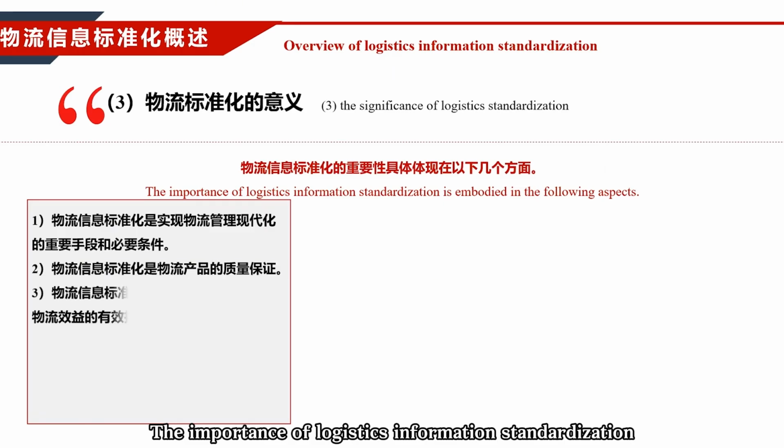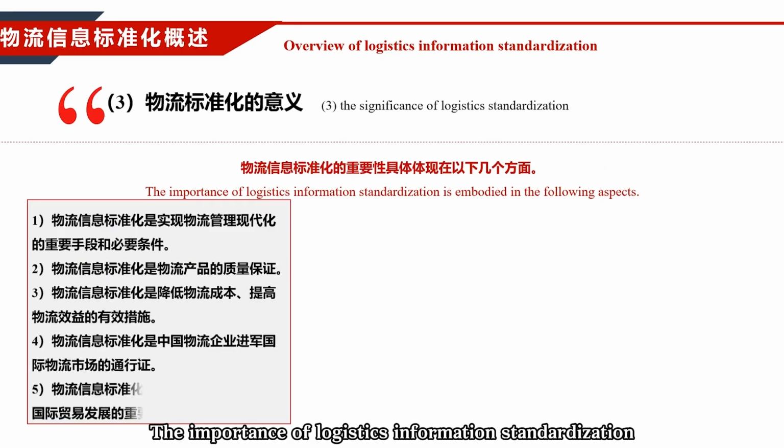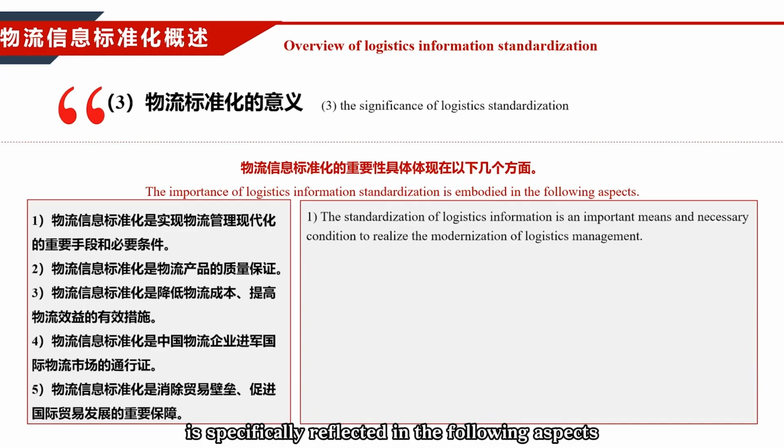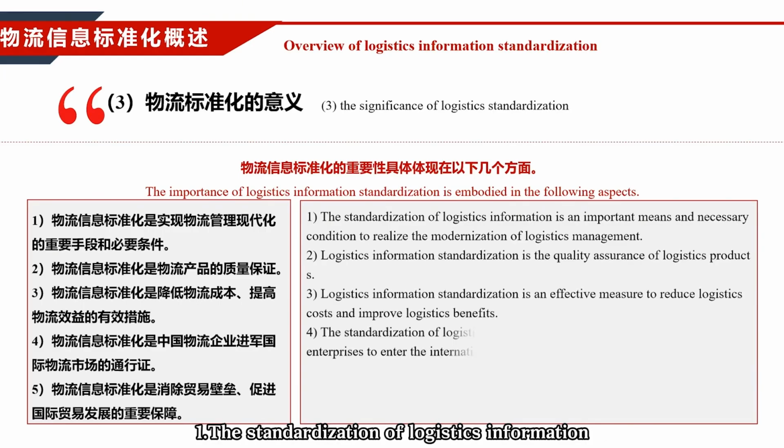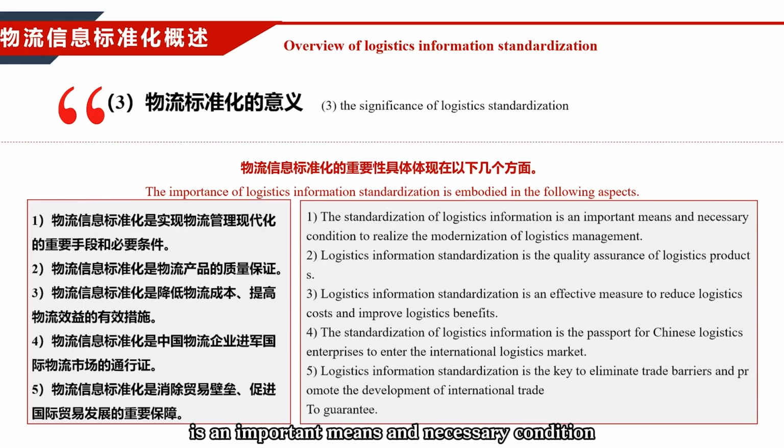3. The significance of logistics standardization. The importance of logistics information standardization is specifically reflected in the following aspects. 1. The standardization of logistics information is an important means and necessary condition to realize the modernization of logistics management. 2. Logistics information standardization is the quality assurance of logistics products.